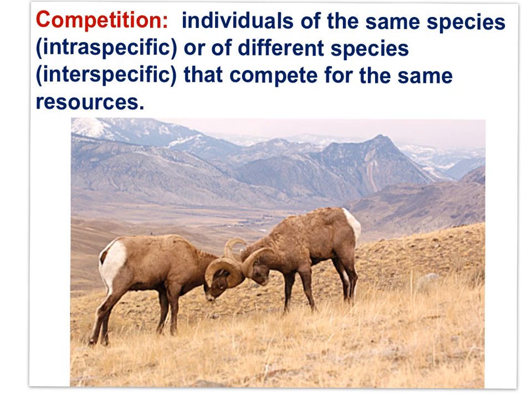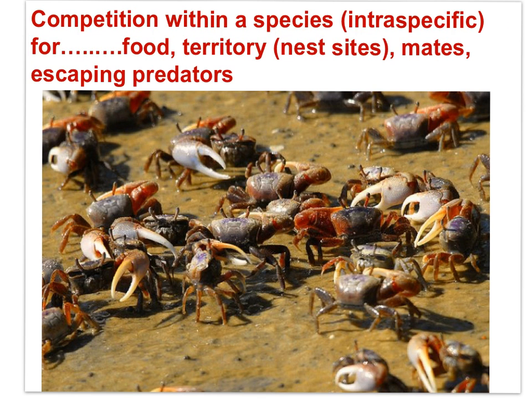For example, limited food, water, light, space, mates, nesting sites. Competition may be intra-specific among individuals of the same species or interspecific among individuals of different species, though usually the different species would be closely related. Here again is a photograph of intra-specific competition. Competition within a species for food, territory, nest sites, mates, or possibly competition to escape predators.